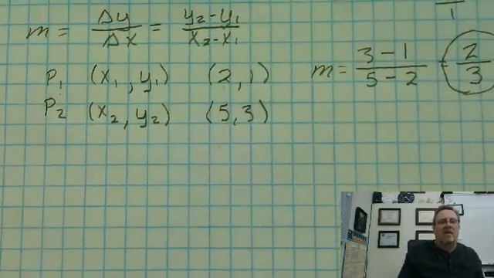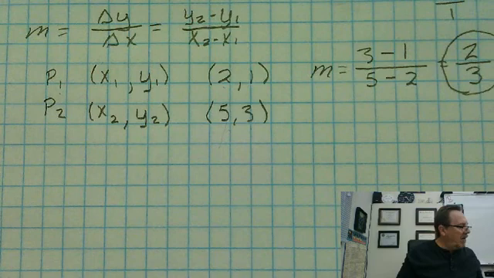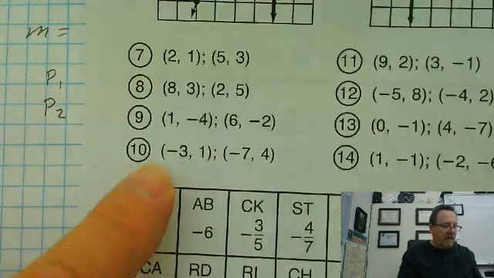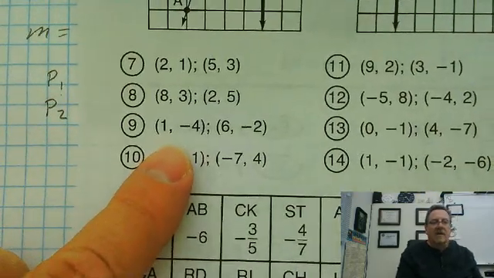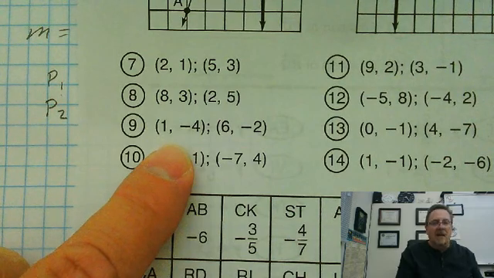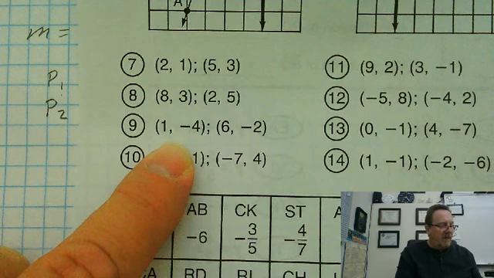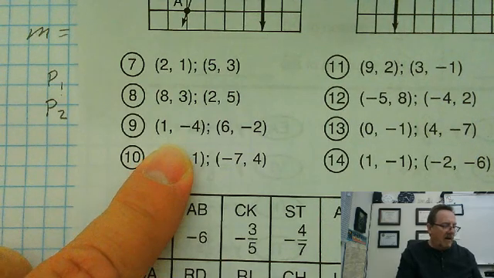We're going to continue to use this slope formula, but now I'm going to do it with some trickier numbers. Look over here. This problem has some negative values. That looks challenging. Let's hide the negative values.